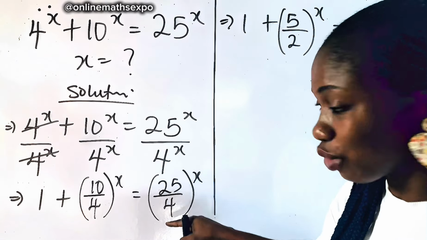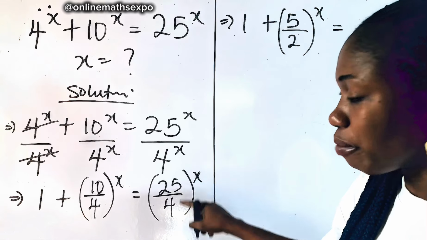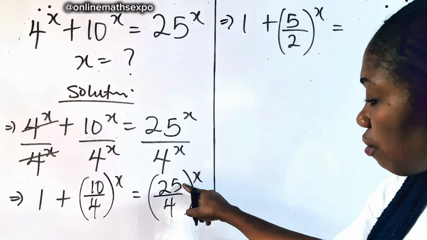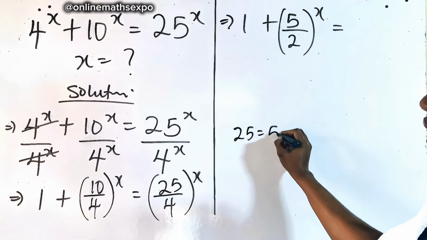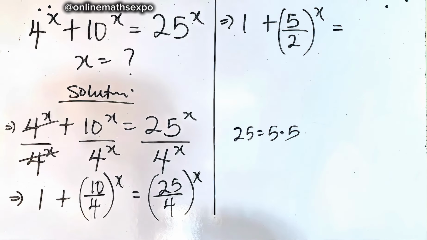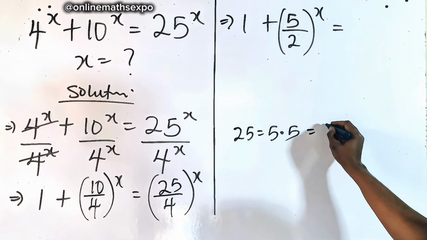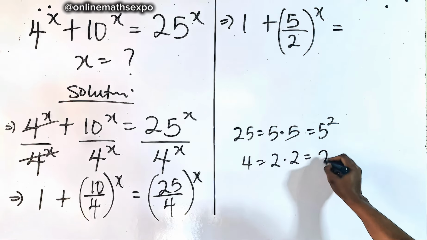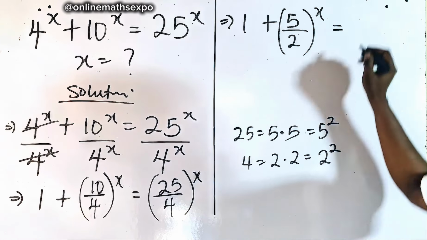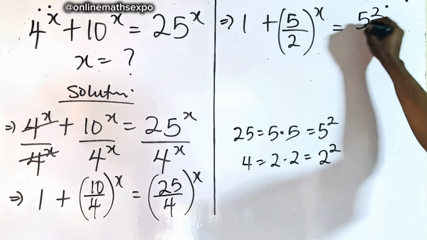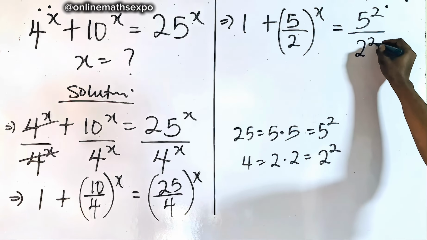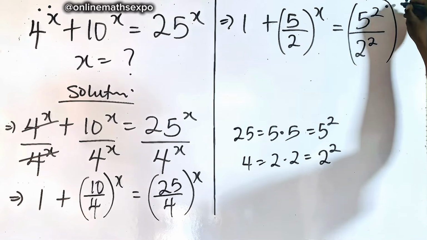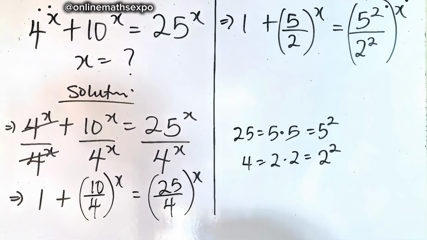Here we cannot divide, but we know that these are perfect squares. So 25 is the same as 5 multiplied by itself, so we can have it as 5 squared, and 4 is 2 multiplied by itself, which is 2 squared. So we can rewrite that to give us 5 squared divided by 2 squared, and everything is raised to the power of x. Now, what do you do at this point?